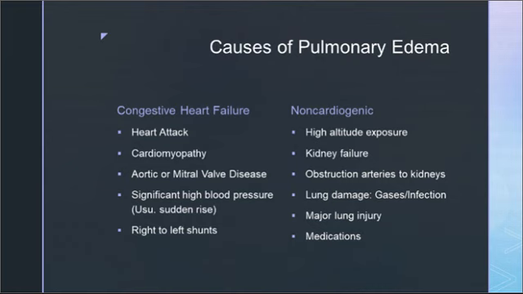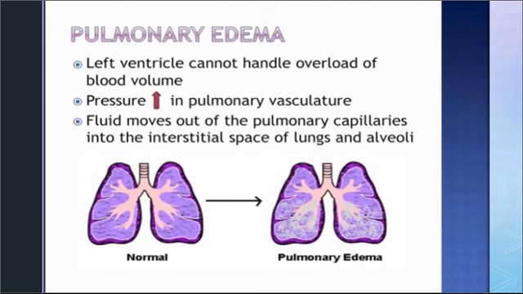Okay, keep going. Picture pulmonary edema: the left ventricle cannot handle the overload of blood volume. The pressure increases in the pulmonary vasculature. The fluid starts to move out of the pulmonary capillaries into the interstitial tissue of the lungs.